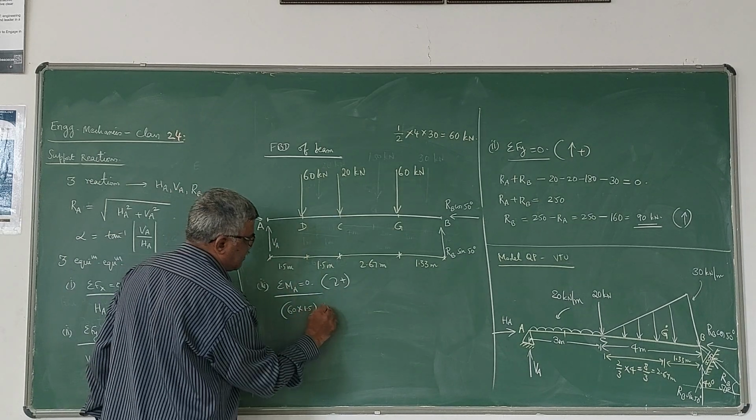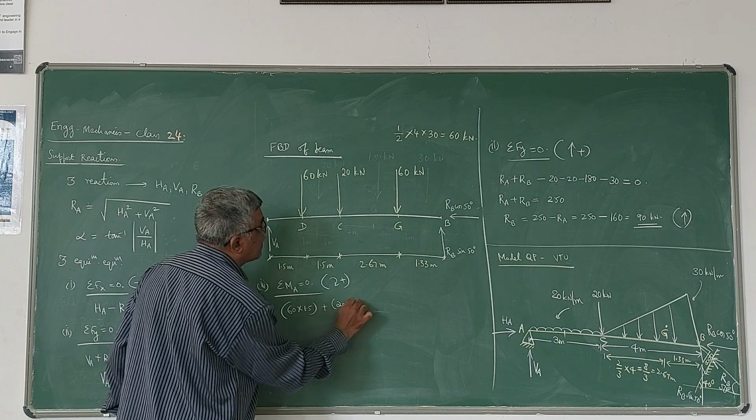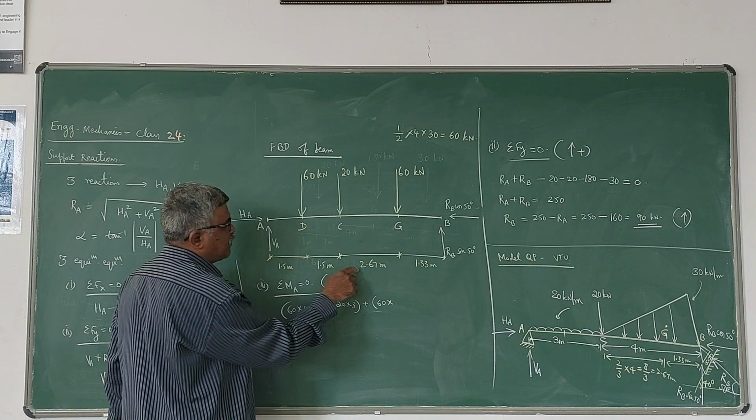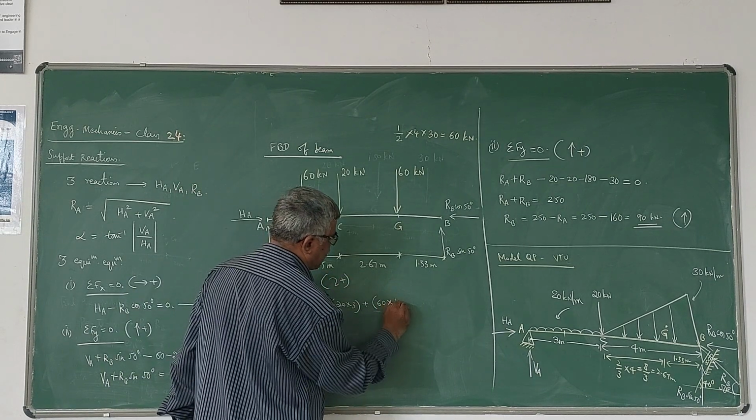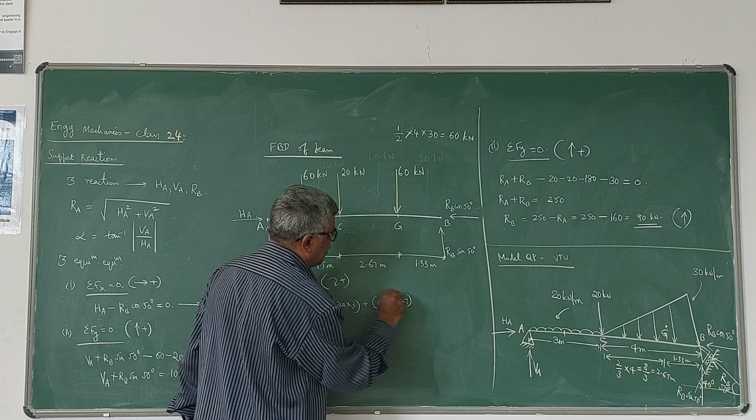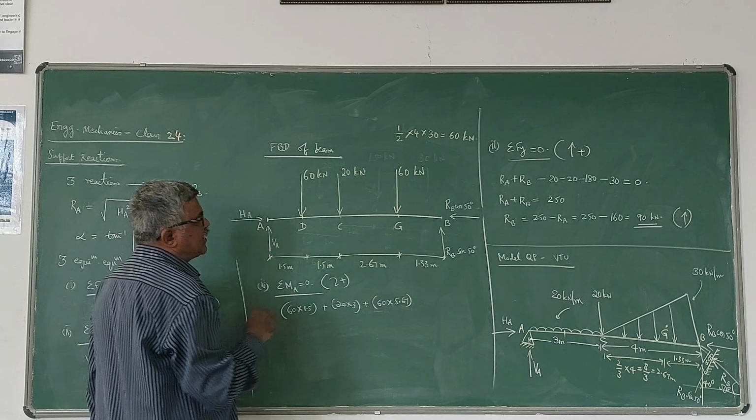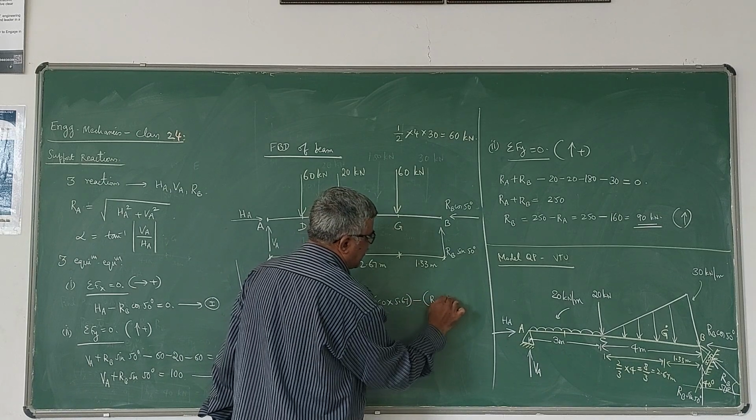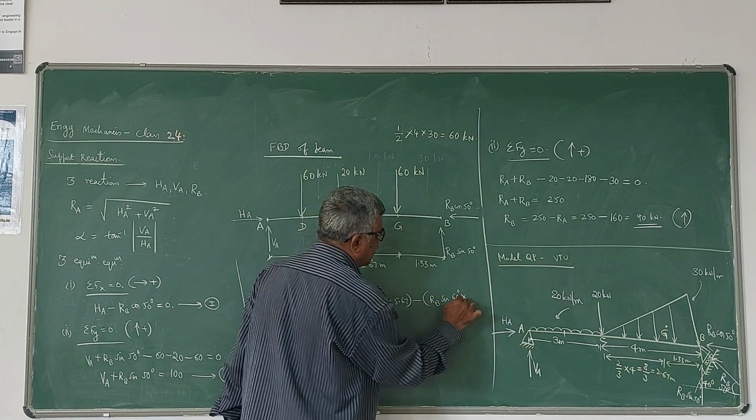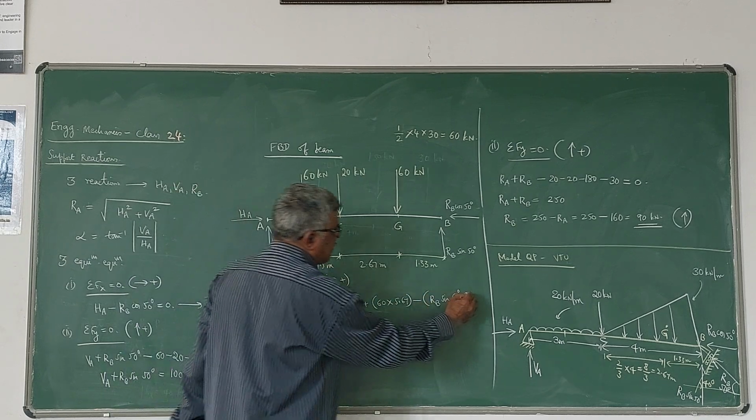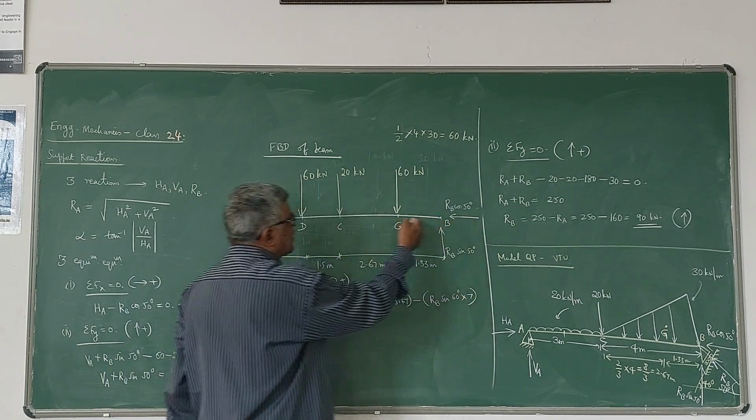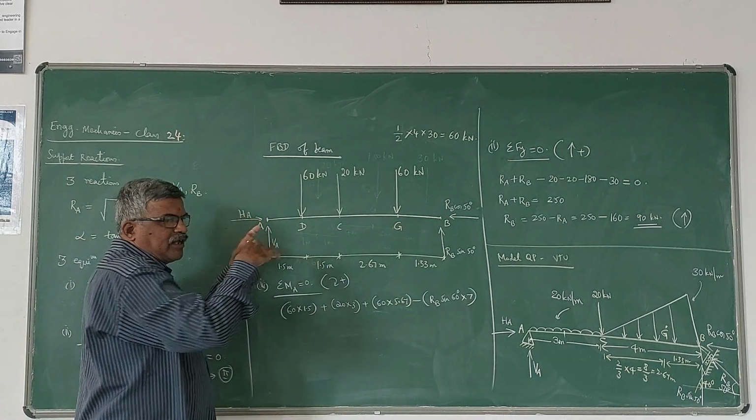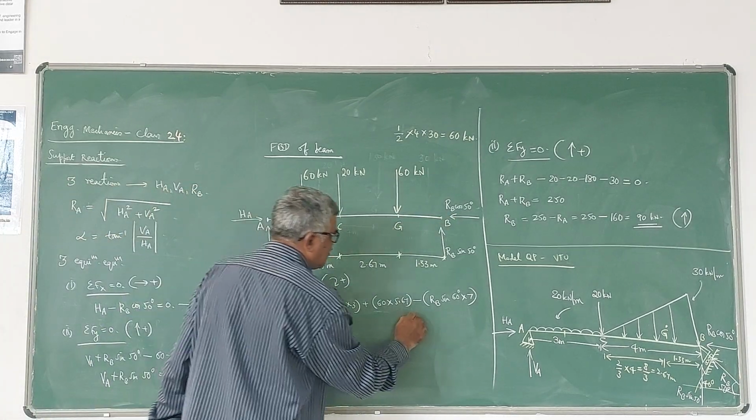This gives a clockwise moment, 60 into 1.5, positive. 20 into 3, positive clockwise, then plus 60 into 3 plus 2.67, that is 5.67. Then RB sin 60 gives a negative anti-clockwise moment, negative RB sin 60 into the total distance, 4 plus 3, 7 meters from A. RB cos 60 does not have any moment about A because the line of action passes through A and the lever arm is 0. So this is equal to 0.